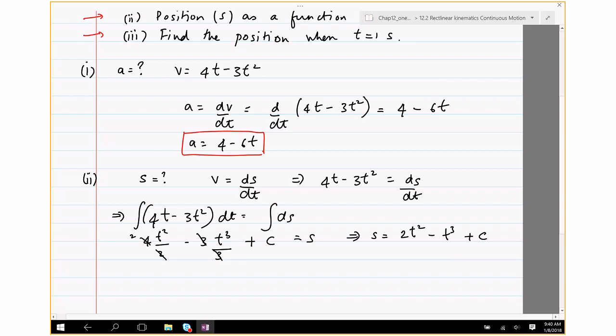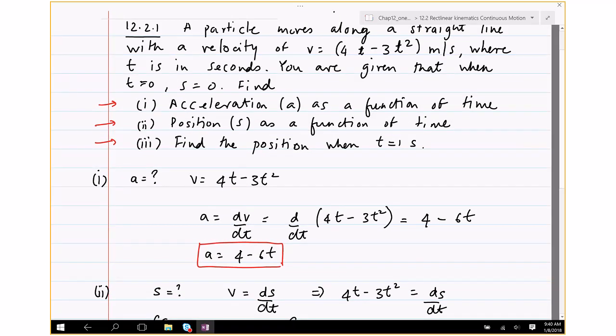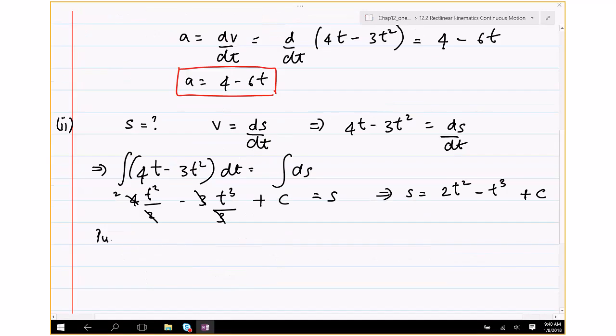Okay, so how can I find the constant of integration, c? I need to know something about the initial condition, right? I need to know something about how the system is, so that at t equals 0, the position is 0. So I need an initial condition. When I put t equals 0 and s equals 0, I get c equals 0. If I was given that at t equals 0, s is 1, then c will come out to be 1, right? That's how I find the constant of integration.